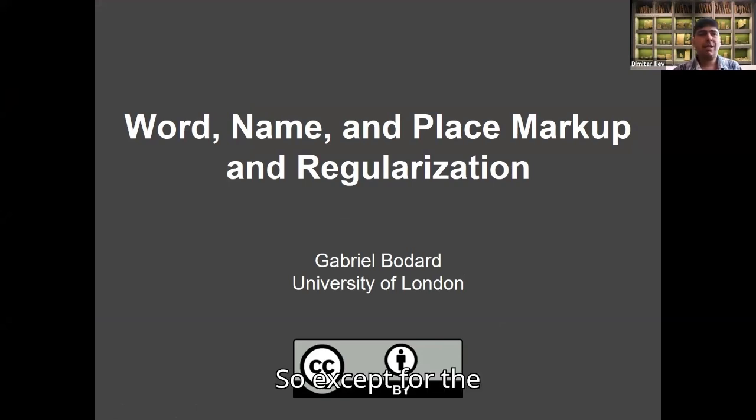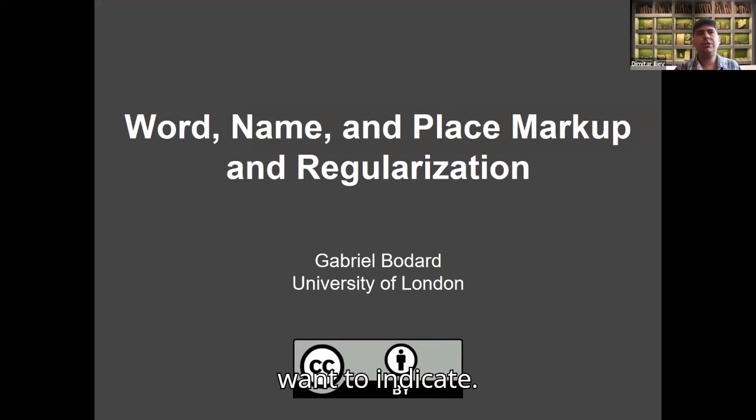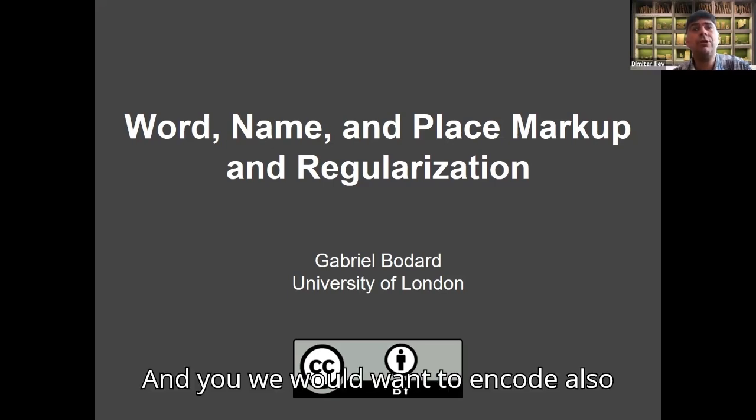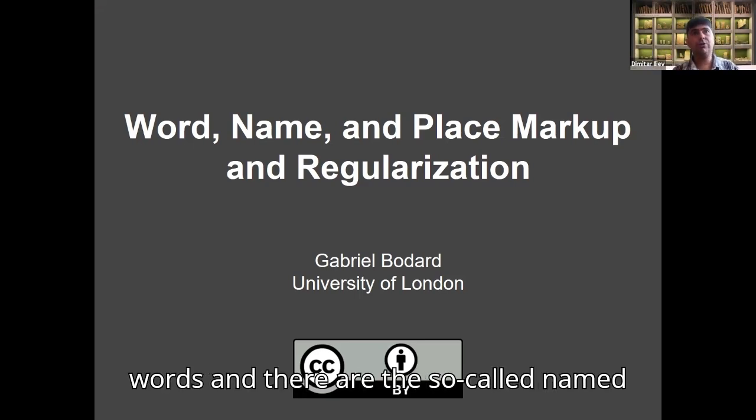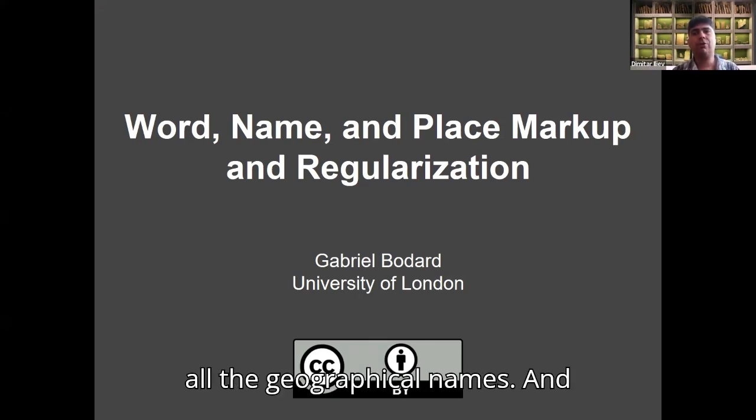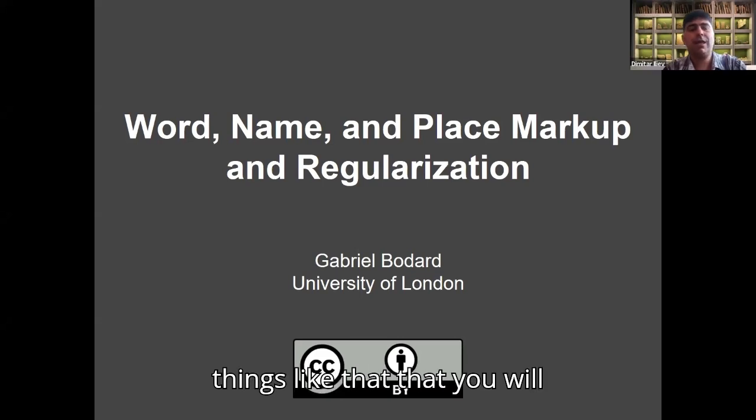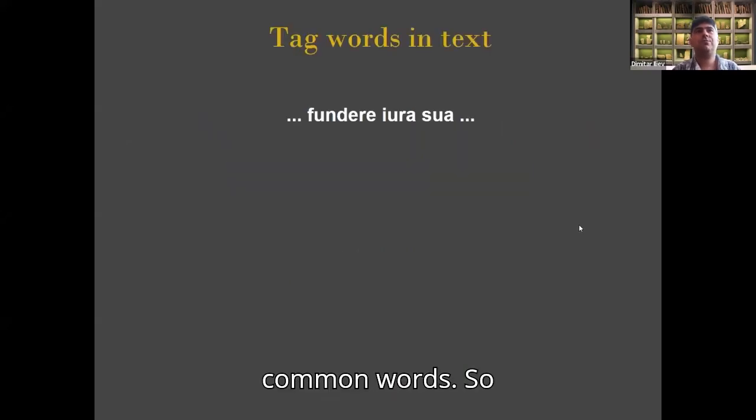So, except for the editorial sigla in your text and all the different features of the text that you want to indicate, spaces intentionally left, you will also want to encode words. And we would want to encode also personal names. And these are two complementary tasks. There are common words, and there are the so-called named entities, which are all the proper names, all the geographical names, and things like that, that you will not encode as common words.